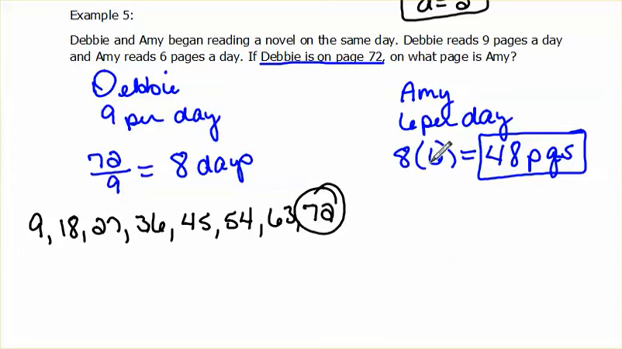And then we could have said, well, Amy, if she reads 6 pages a day, then she would be on page 6 the first day. And could go along 8 days until we found out that she would be on, oops, sorry, not 72, but she would be on page 48 in the same amount of time. So there were a couple of different ways that you could approach that, and either way is absolutely fine.